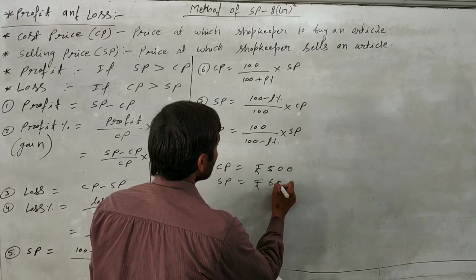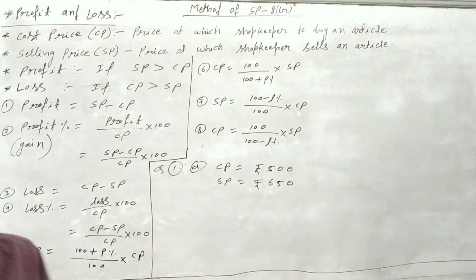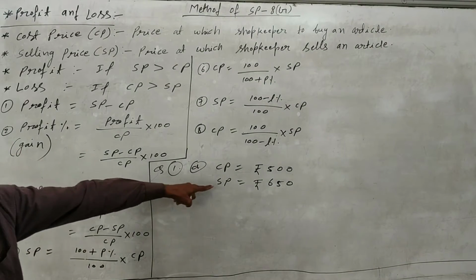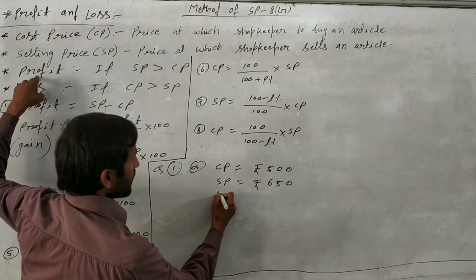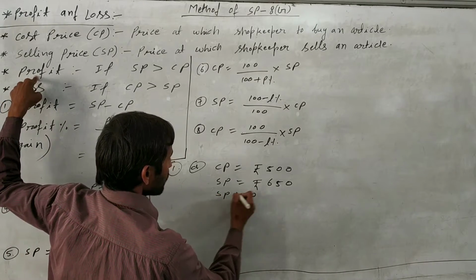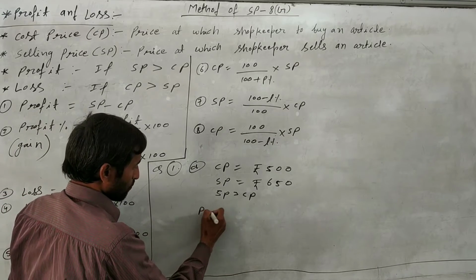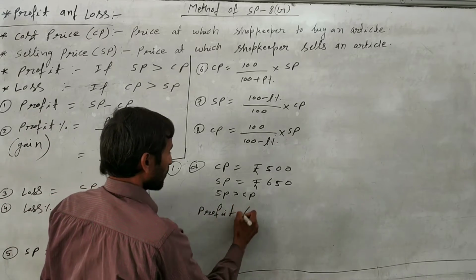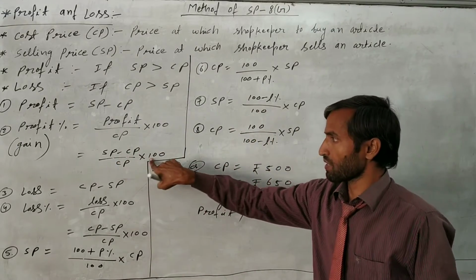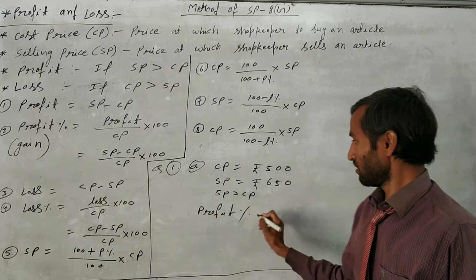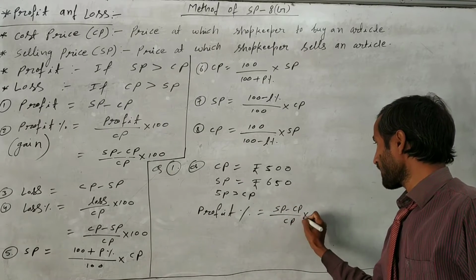So we have to find either profit or loss. Here SP is greater than CP, which means we will gain, that is profit. So write down: SP is greater than CP, so we will get profit. We will find the profit percentage. Profit percent is equal to SP minus CP upon CP into 100.